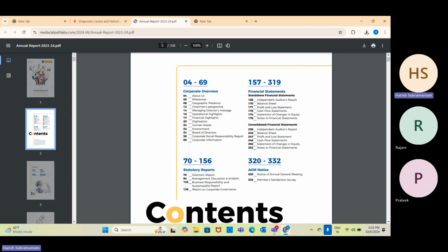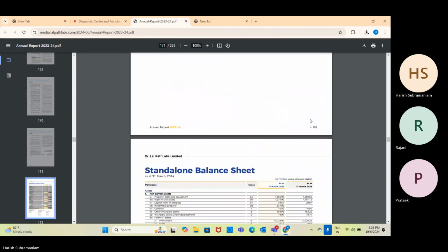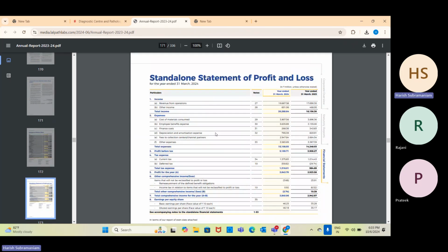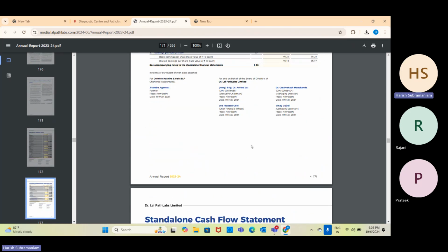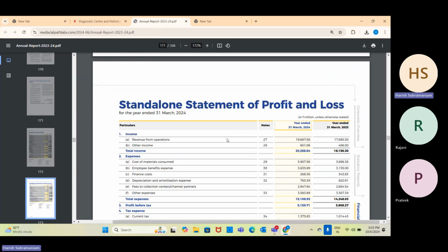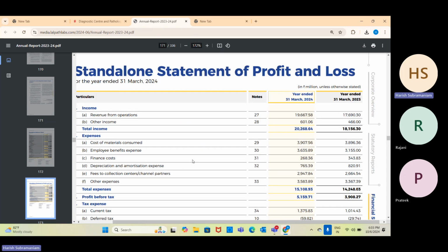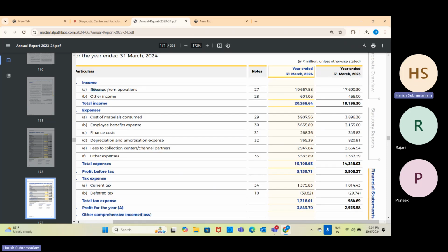So we are looking at the standalone financial statement, where we are looking at the profit and loss statement, right? So we have to go to 171. So we are in 169. We come here and we are here in 171, where we see this is the standalone statement of profit and loss. So over here, we start with the revenue from operations, right? We see it is 19,667 million rupees.